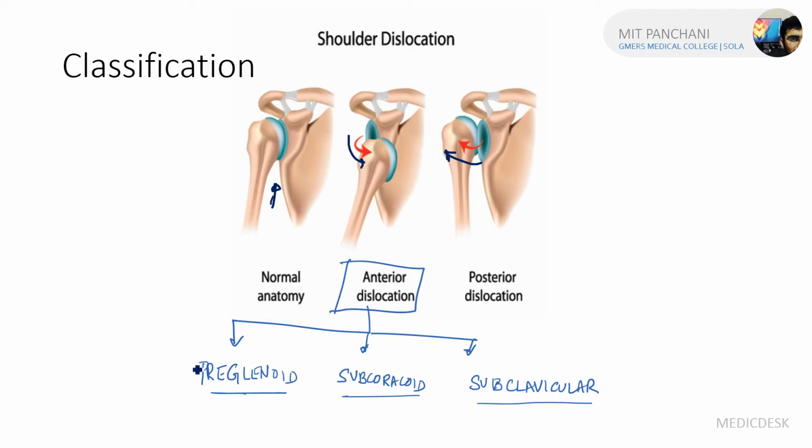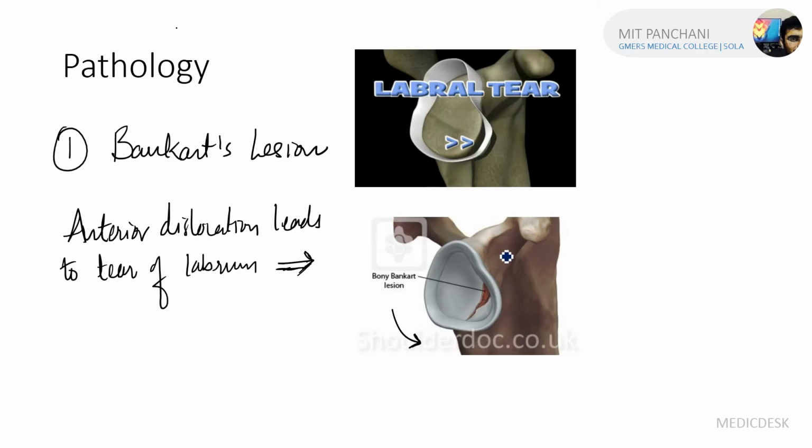Anterior dislocation can be either preglenoid, or subcoracoid, where it is beneath the coracoid, and it can be subclavicular, when it is beneath the clavicle bone, and it can be posterior dislocation. So this is the classification for shoulder dislocation.